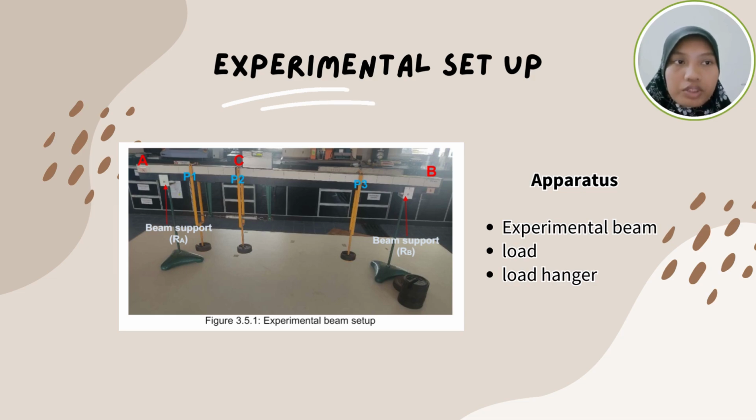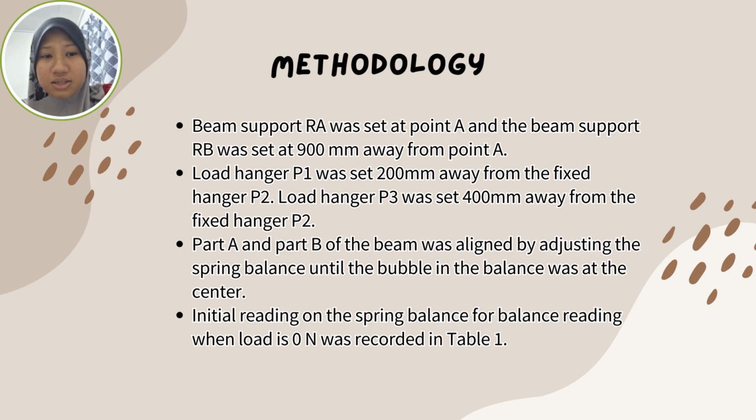This figure shows the experimental setup, and the apparatus to be used in the experiment are the experimental beam, load, and load hanger. Methodology. Beam support RA was set at point A and the beam support RB was set at 300 mm away from point A. Load hanger P1 was set 100 mm from the fixed hanger P2. Load hanger P3 was set 400 mm away from fixed hanger P2.